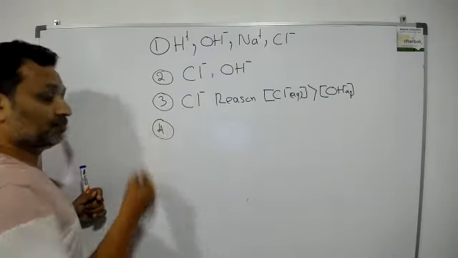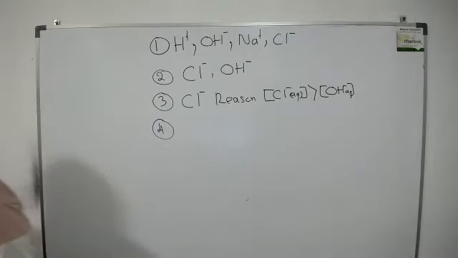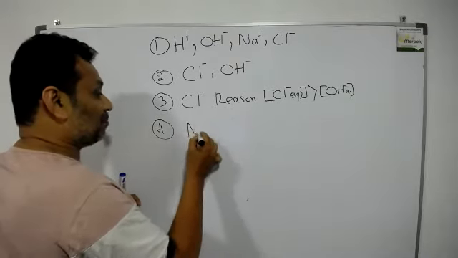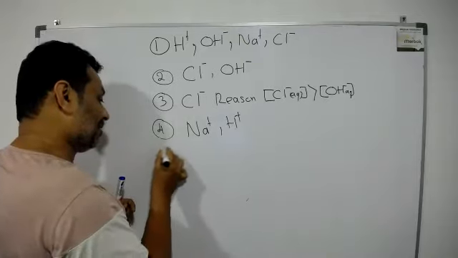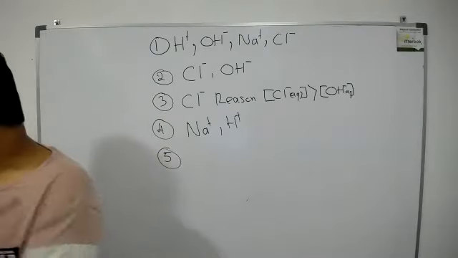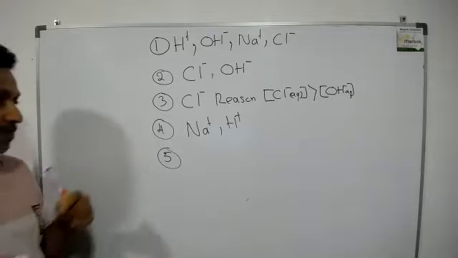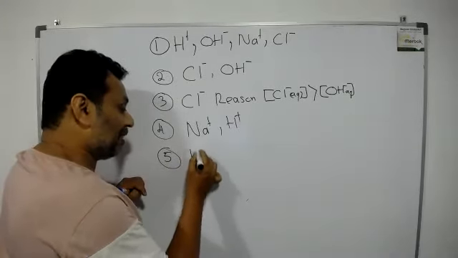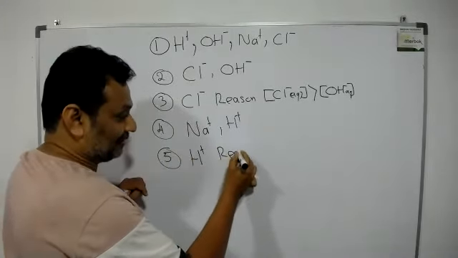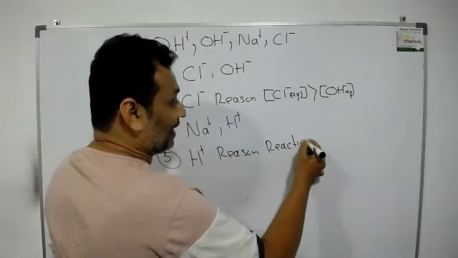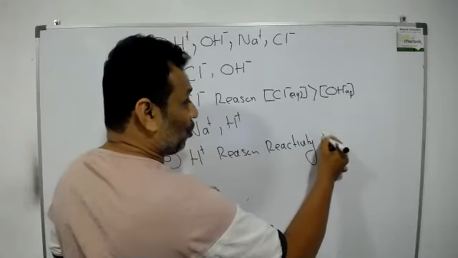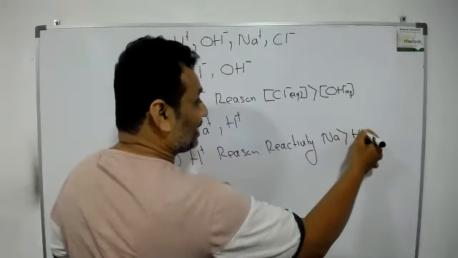Fourth one, what are the ions traveling to the negative pole? Na plus, H plus. Which ion will undergo change in the negative pole? H plus. Reason: reactivity of sodium is greater than hydrogen.